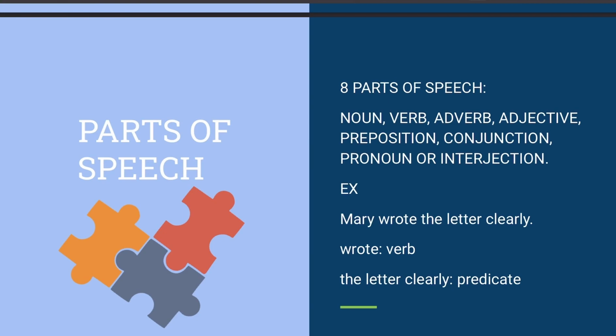So what I mean is you need to know how to identify the noun, the verb, the adverb, the adjective, preposition, conjunction, pronoun, or interjection. So an example would be Mary wrote the letter clearly. So you need to know what the verb is. In this case, the verb will be wrote, and the predicate will be the following after the verb. So wrote the letter clearly.